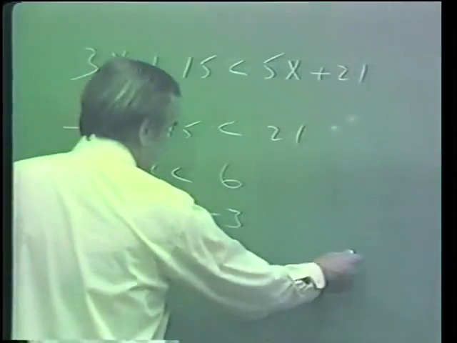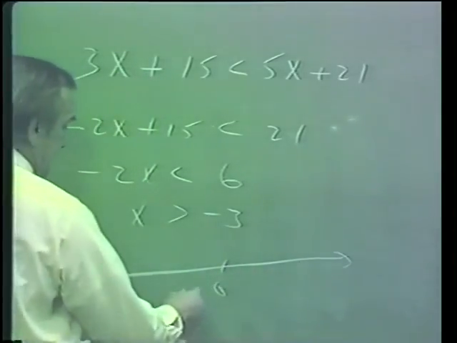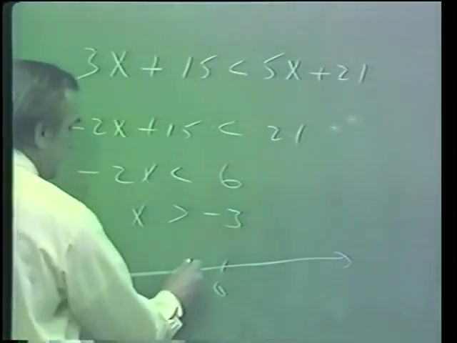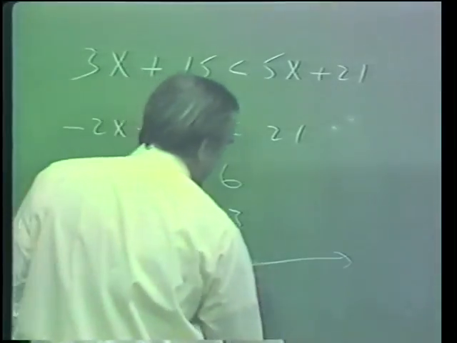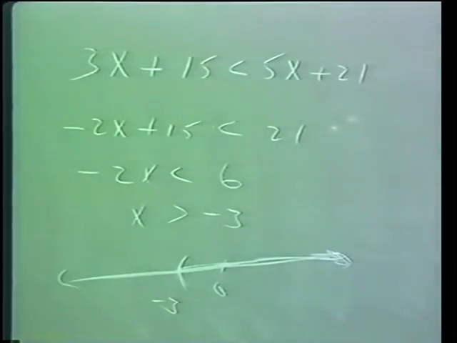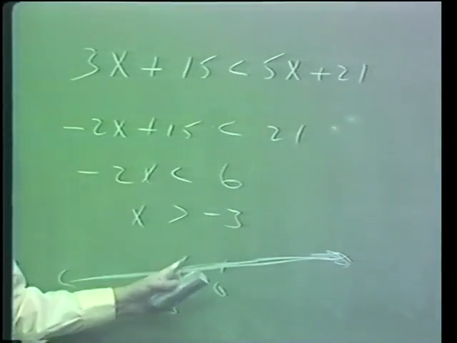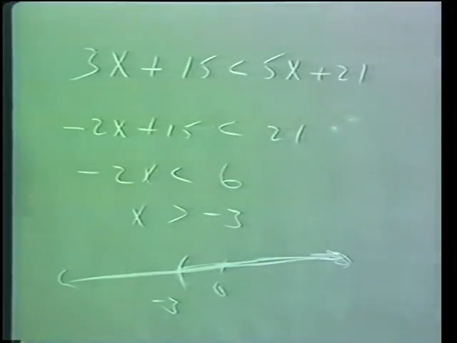And there's our solution. We make the graph of it. Somewhere to the left of 0 is a number we call -3. We put a parenthesis on it, and we darken in everything to the right, including the arrow. Notice it's a parenthesis. If the word equal was in our solution set, it would be a bracket. No bracket, it's a parenthesis.